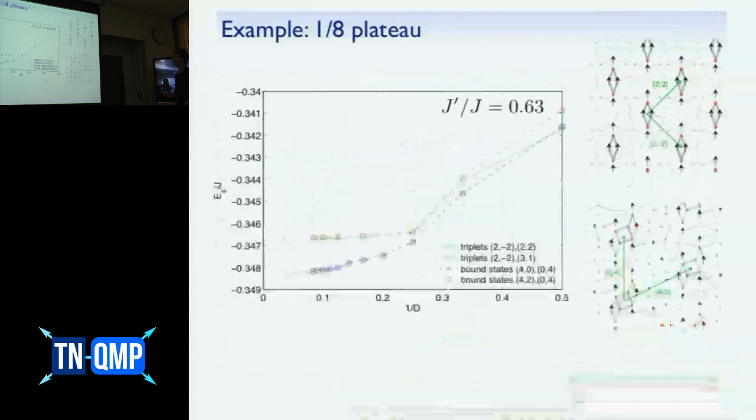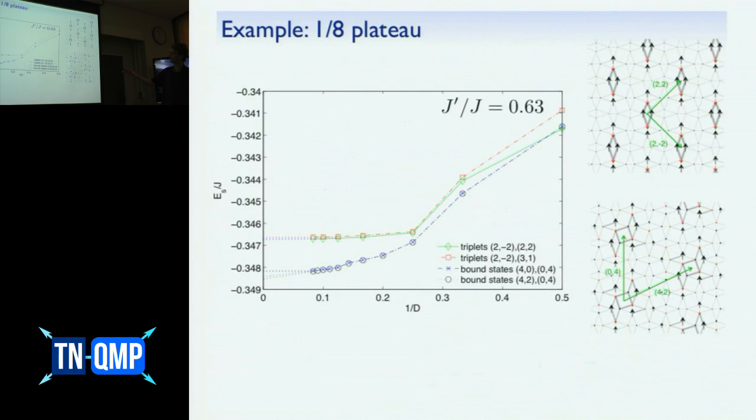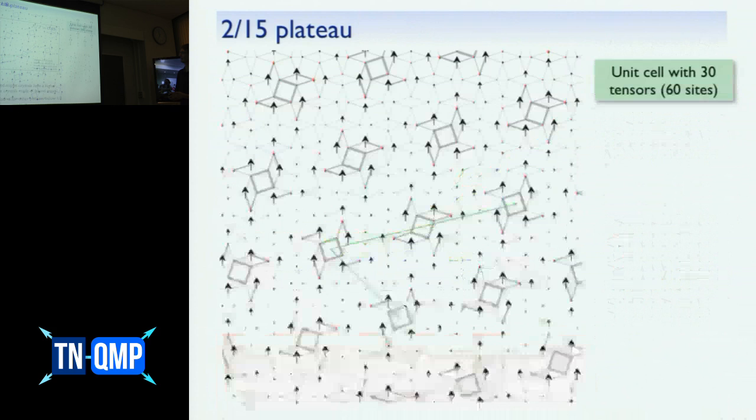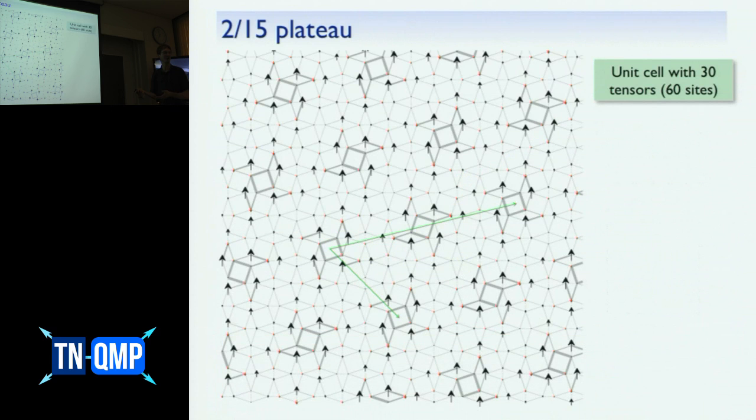And here, just see an example comparing the variational energies. So these are the triplet crystals, and here we have these bound state crystals, and you see we have a clear separation in energy between these two types of crystals, right? Two examples shown here. And then we also found something very similar for the other plateaus. In particular, if you take this strange 2/15 plateau, this suddenly makes perfect sense in terms of these bound state crystals. So it's really a regular structure of these bound state objects, right? So this is an example where we really needed a large unit cell, using 60 spin sites, and this unit cell is infinitely repeated.